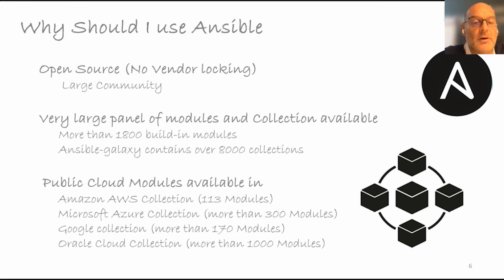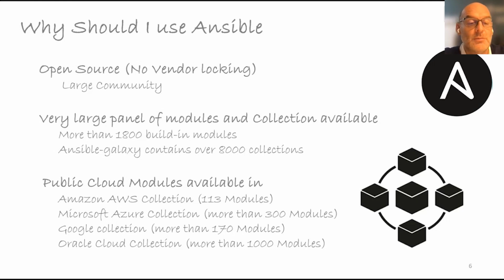And if you look here, there is some information about modules and collections available. We see that you already have 1,800 which are directly included in Ansible when you install it. And then you also have Galaxy, where you can find more than 8,000 collections for many applications. For example, if you look just below, the Amazon collection has more than 100 modules.